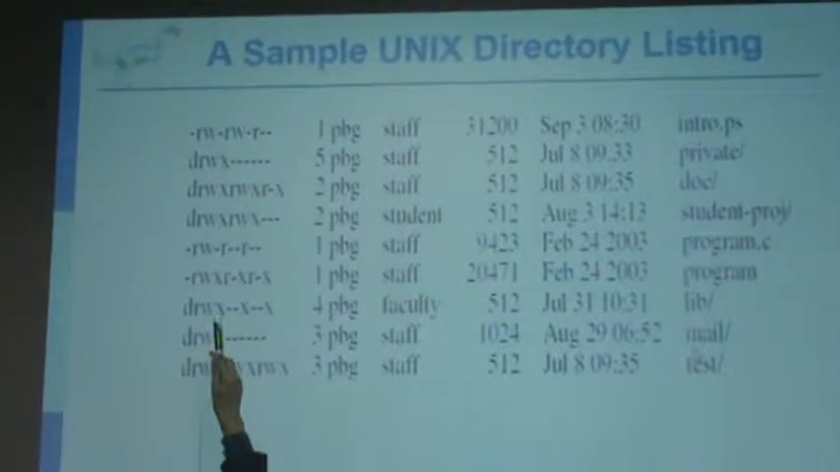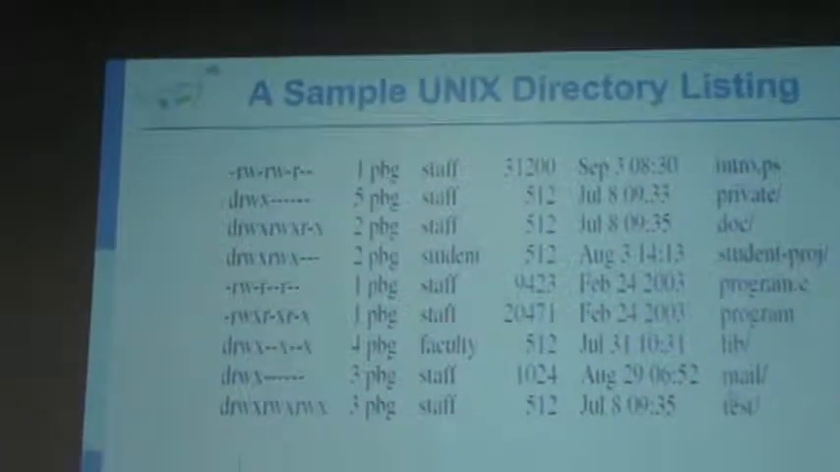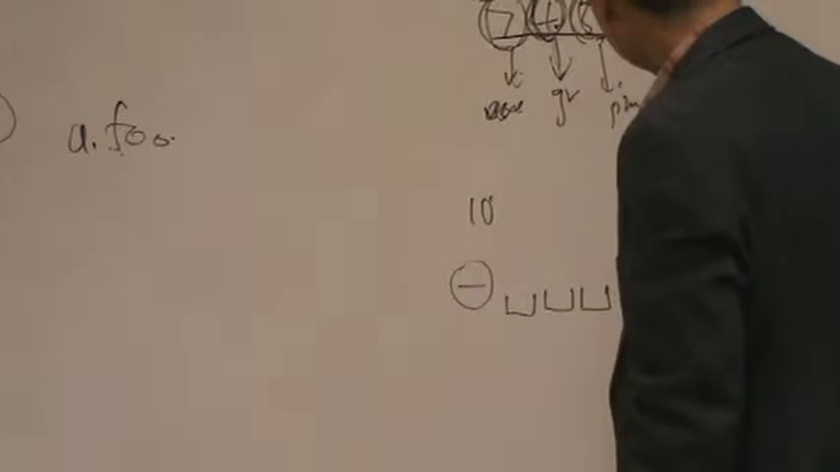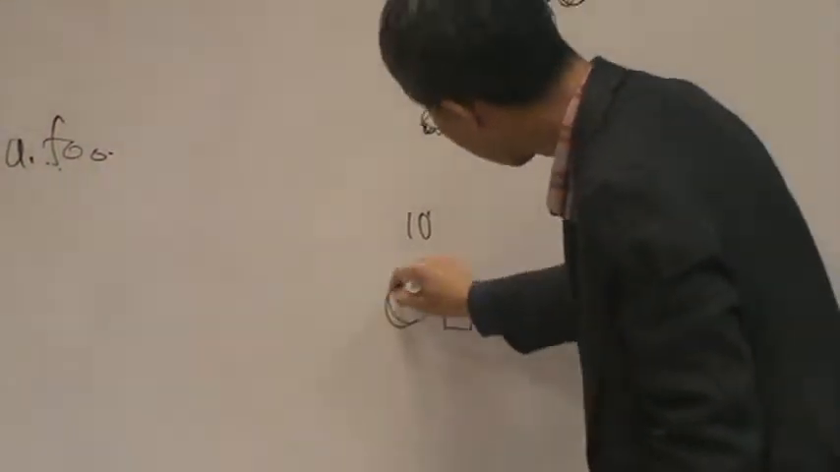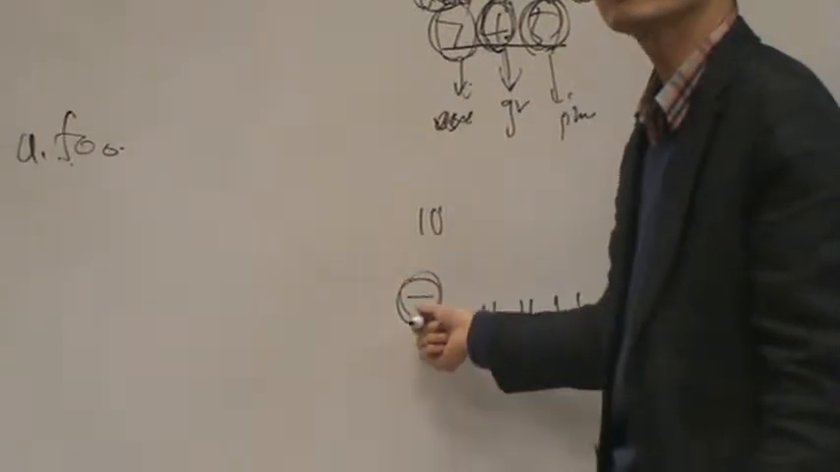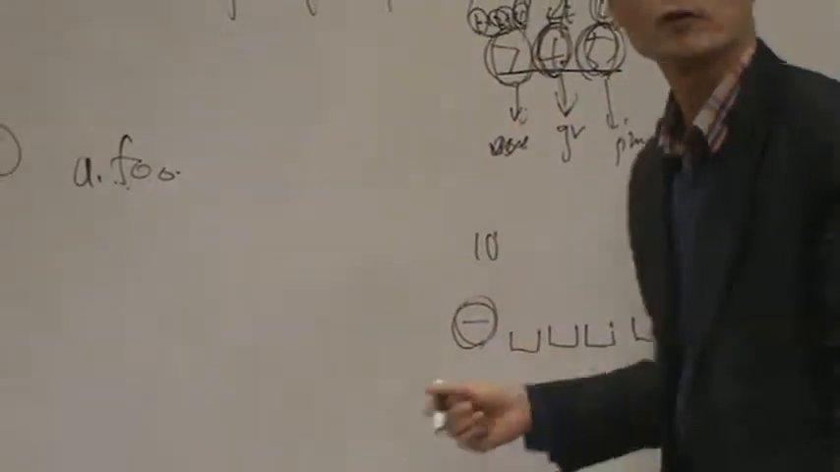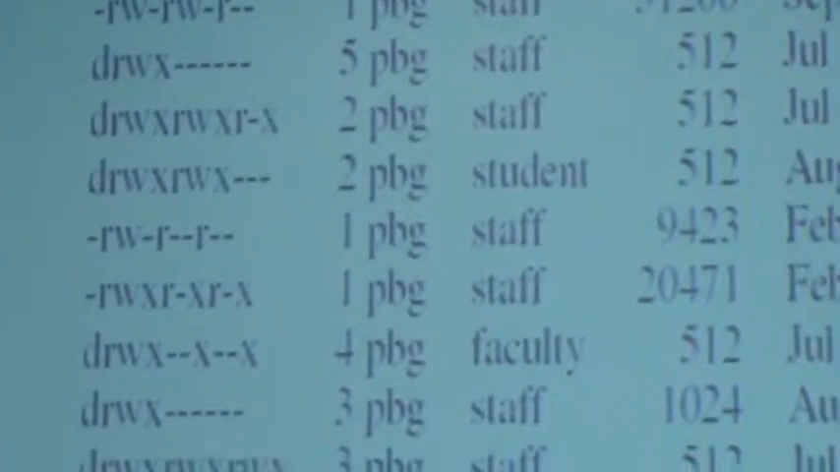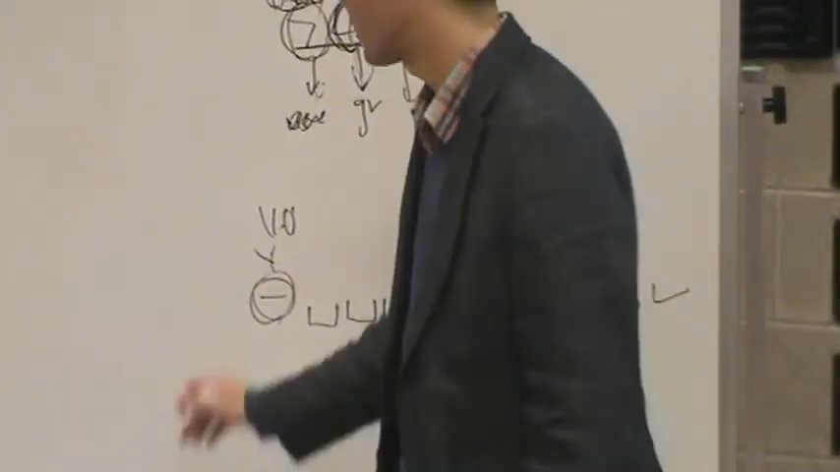For example, there are 10 bits for each file. The first bit represents the file type. For example, D means directory. L means link, as we have seen before. Link is the soft link and hard link. And there are two or three more file types. A dash means it's a file. The D means it's a directory. That's the most popular one.